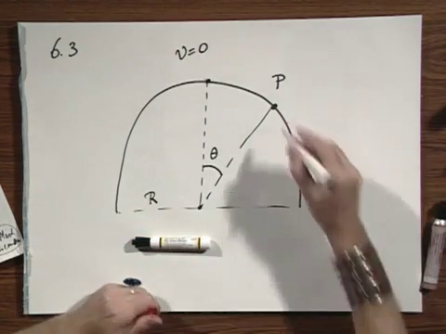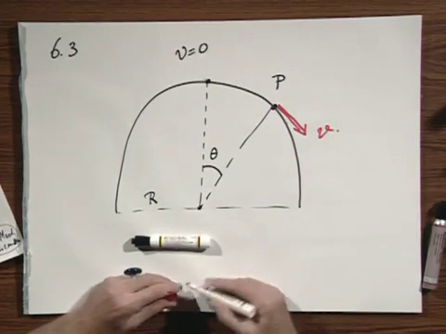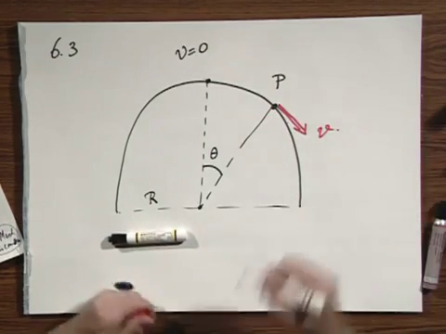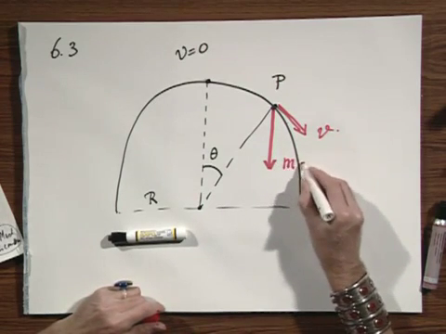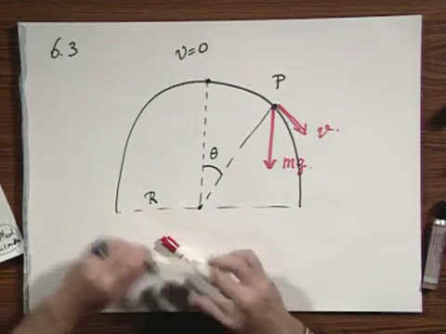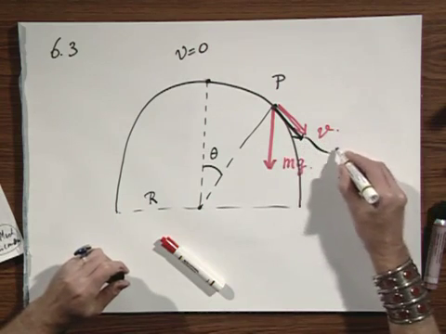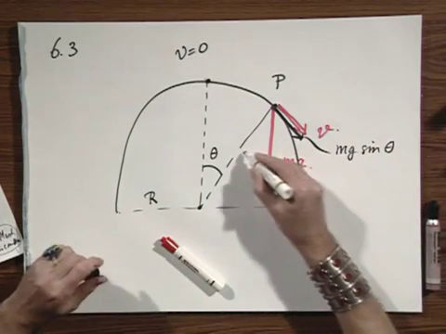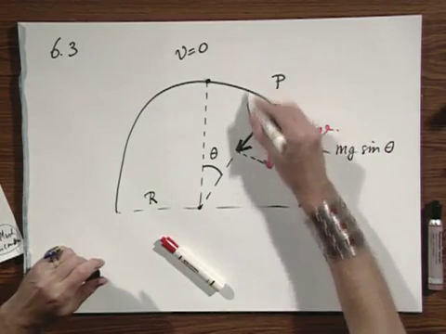She has here a certain tangential velocity. I call that v. And I want to put all the forces on her that I can think of. First of all, if her mass is m, there is mg. I can decompose that into a tangential direction, which would be mg sine theta, and into a radial direction, which is mg cosine theta.